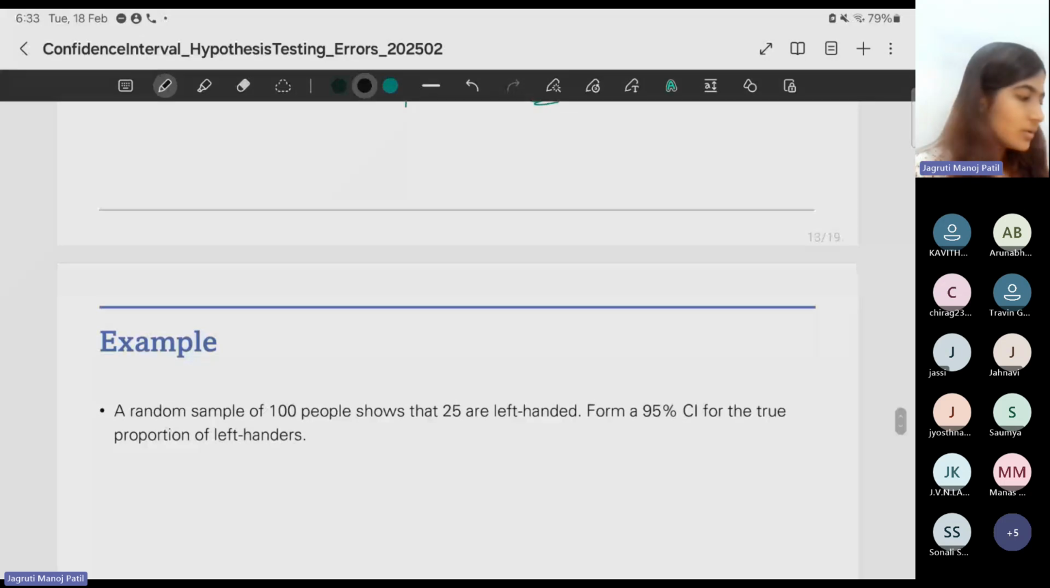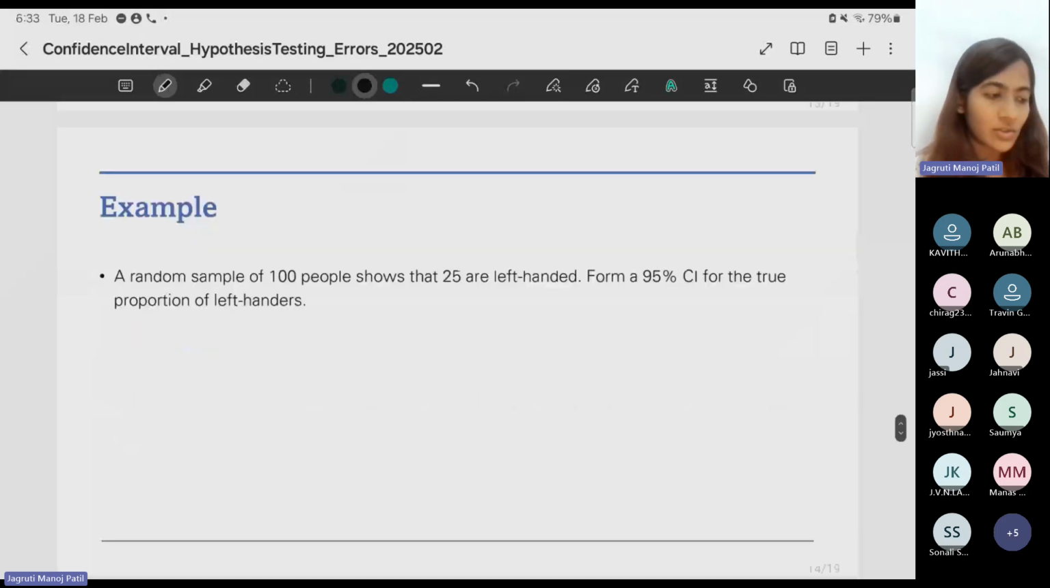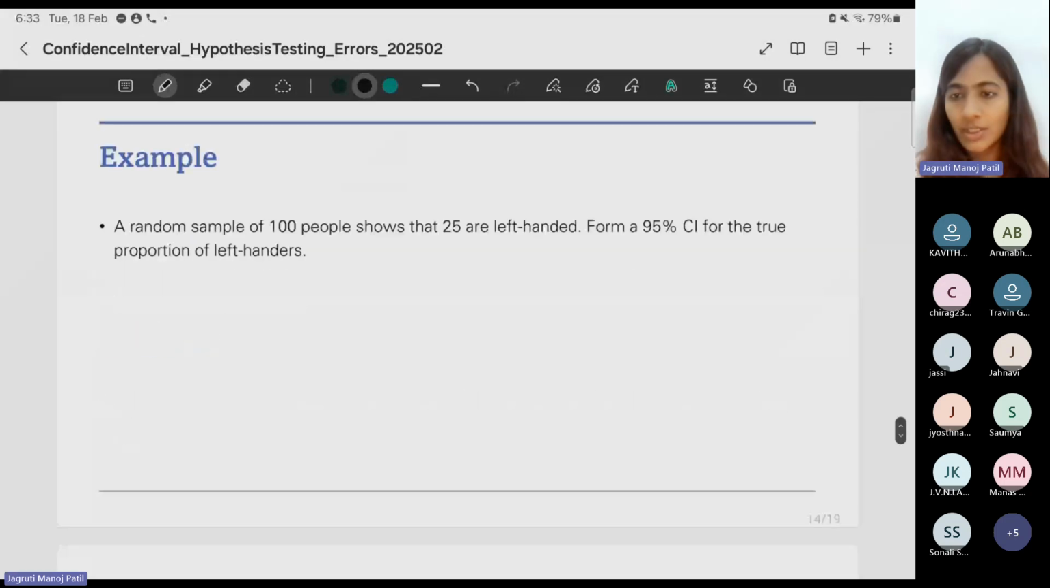The next question is also within the population proportion, where you have a random sample of 100 people. You say that only 25 are left-handed, and you need to compute the population proportion for the same. So how would your population proportion vary, given you have information about the sample of people?